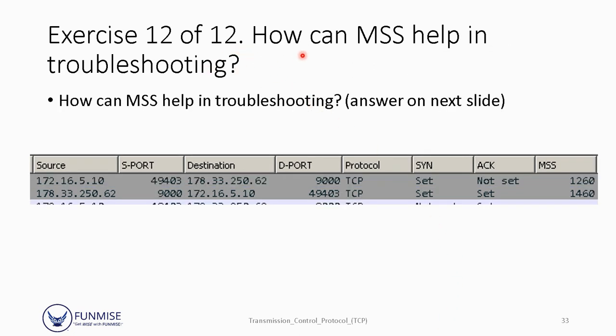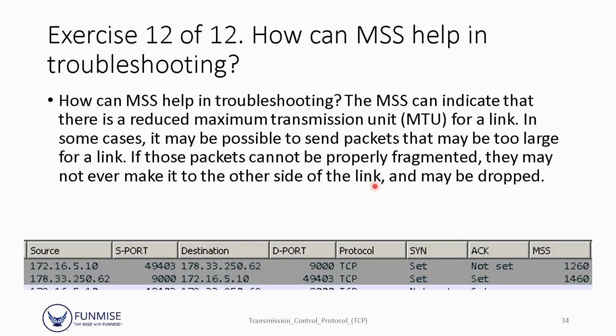Exercise 12. How can MSS help in troubleshooting? As we see here, one host is sending an MSS of 1260, client to the server, with the SYN flag set. The server responds with a SYN ACK with a higher MSS value. But how can this even help us in troubleshooting? Actually, the MSS can indicate that there's a reduced maximum transmission unit for a link. In some cases, it may be possible to send packets that may be too large for a link. If those packets cannot be properly fragmented, they may not ever make it to the other side of the link and may be dropped.